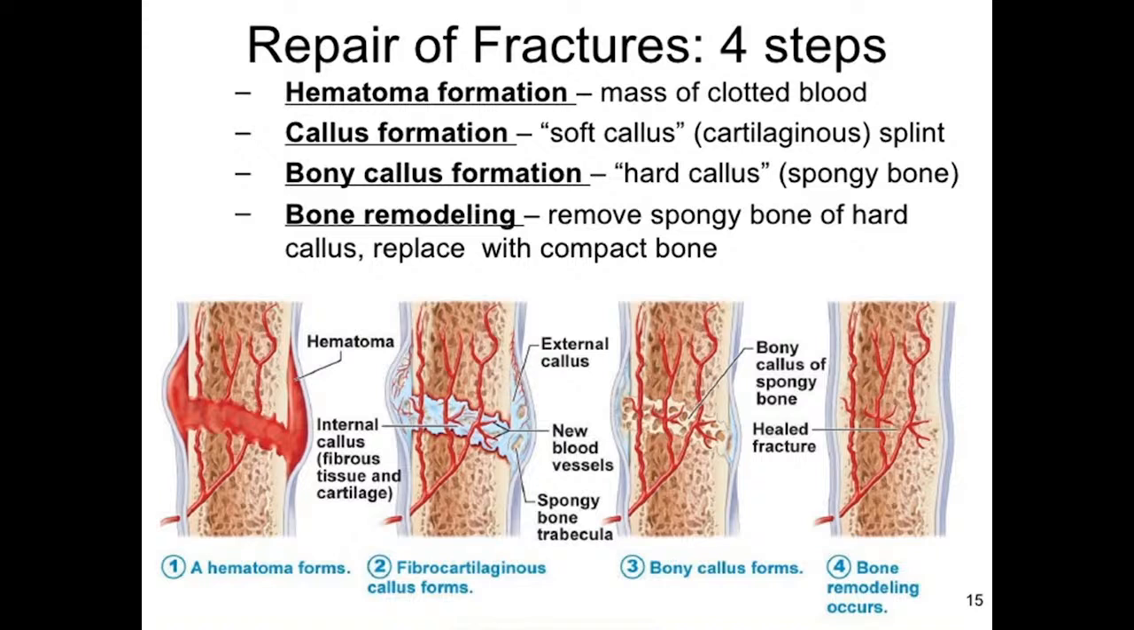Next, the third step is bone callus formation. At first there is the soft cartilage callus, and from the next week, development of bone callus. Bone callus is hard callus. The fourth step of repair is bone remodeling. Spongy bone of the hard callus is replaced with compact bone. These are the 4 steps at the end of repair of bone fractures.